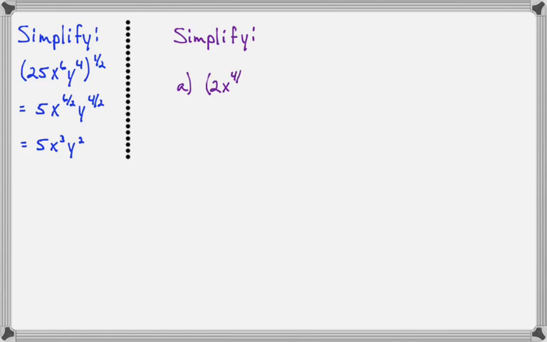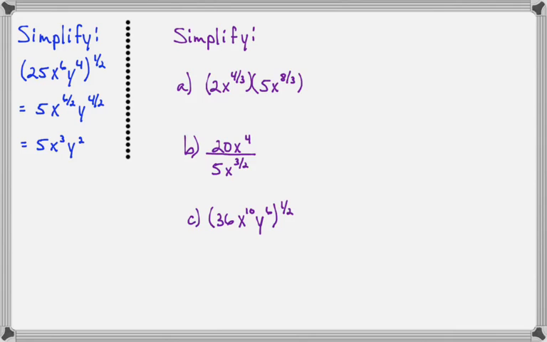Now I've got 3 more for you to try on your own. If I were you, I would copy these, pause the video, and work them by yourself and make sure you understand. But now I'm going to walk you through them. We're multiplying here, so 2 times 5 is 10. And then these are both in the top, so let's add 4/3 plus 8/3 is 12/3, which simplifies to 4. We end up with 10x to the 4th.